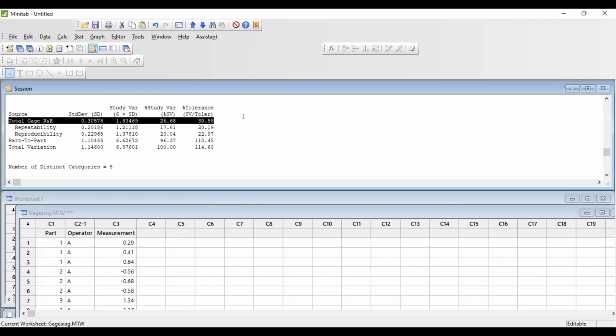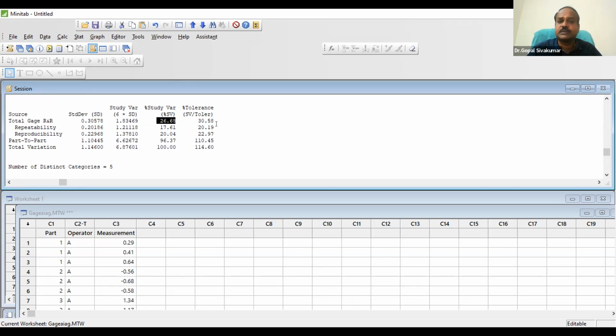How much is the gauge R&R? 30.5. And also read the column name. Variation divided by tolerance. Since tolerance is given, use the last column. If tolerance is not given, you will be using this. But right now, tolerance is known. 30.58. Is this measurement system acceptable?